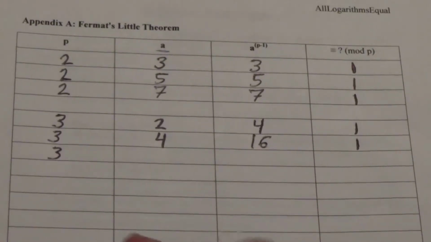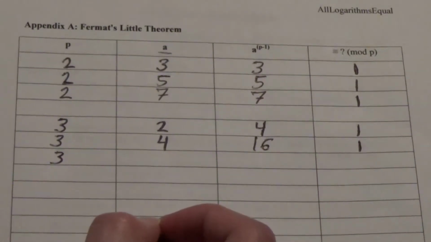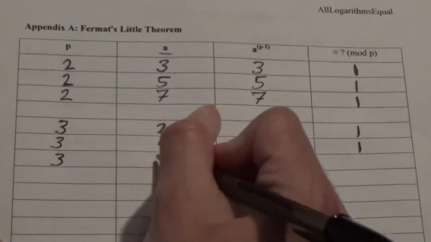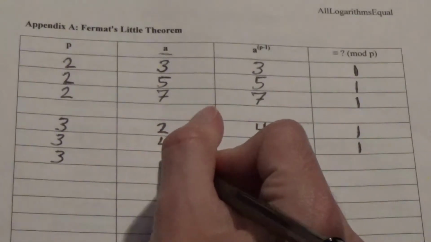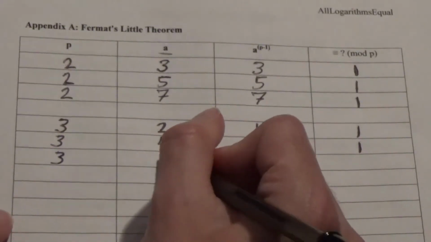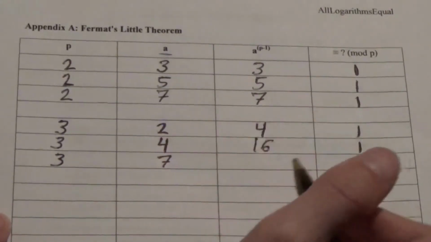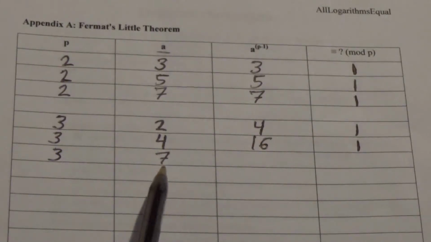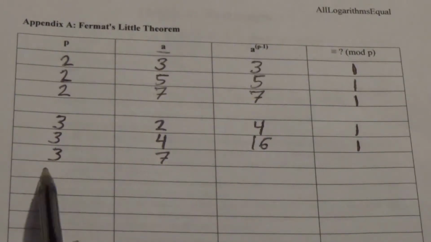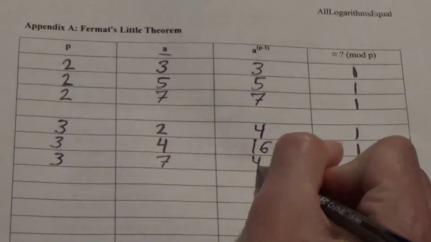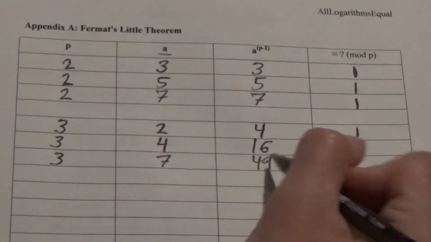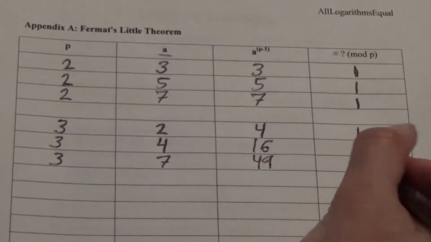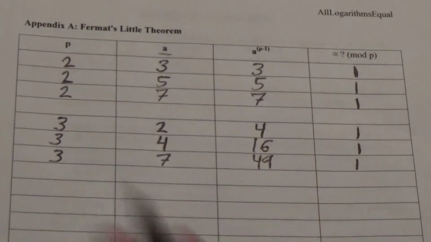Maybe I'll do 1 or 2 more trials, and then I'll show you a more extended table. But if we say 3, 7, I suppose we could say 3, 5 if we wanted to. But I think I like 7 in this case. So in this case, what is A to the P minus 1? That's 7 to the 3 minus 1, or just 7 squared, which is 49. And that modulo 3, what would that be in terms of the remainder? That would be equal to 1, because 48 is, of course, a multiple of 3.